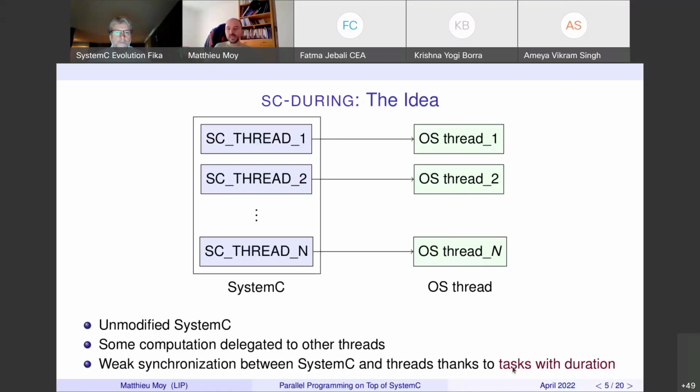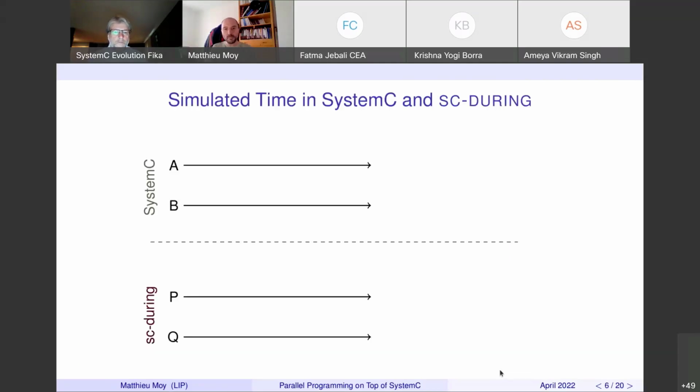And the key idea behind that is the notion of task with a duration. In SystemC, usually stuff is instantaneous. You say, I'm doing a computation, and all the computation is done in 0 time in terms of simulated time. And here I want to allow the fact that this computation takes time. I know when it starts, I know when it ends, but I don't want to know what happens in between. And this is left to the operating system scheduler to decide.